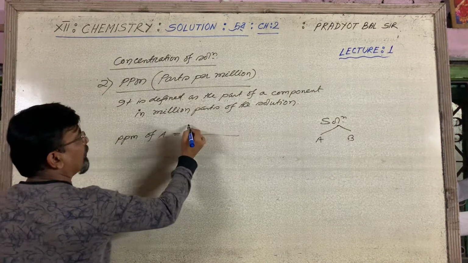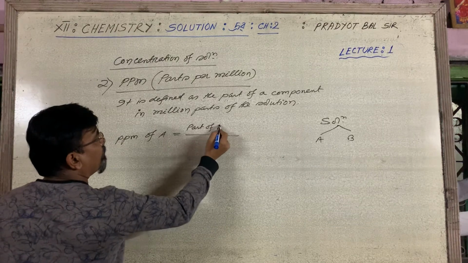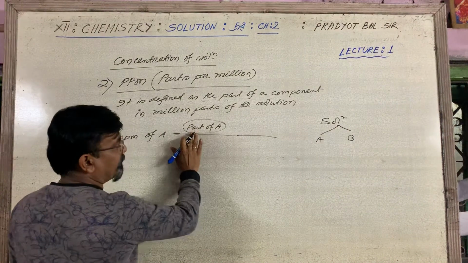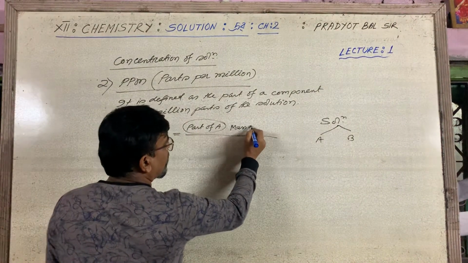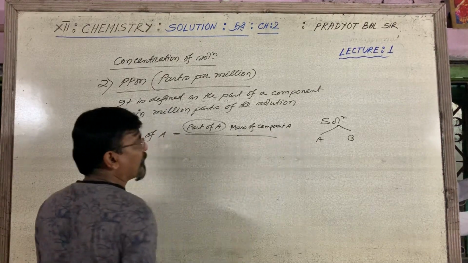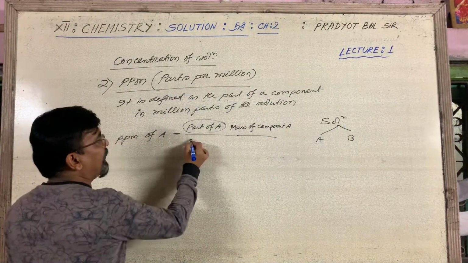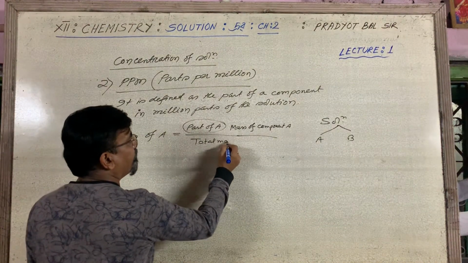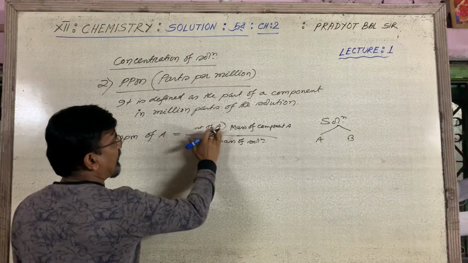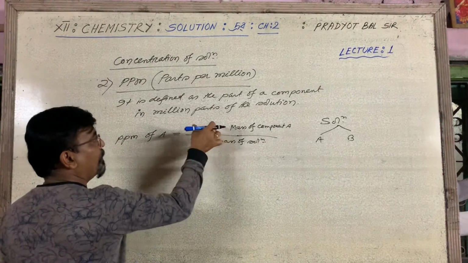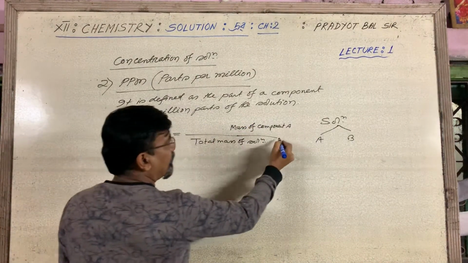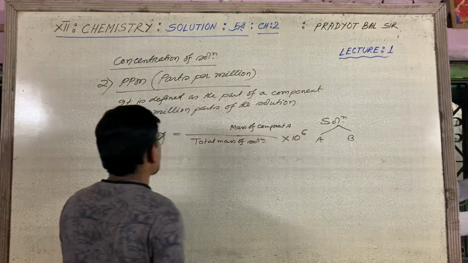Then here it will come part of A. Part of A means what? You no need to write part of A. Here I have just written part of A for understanding. You will write mass of component A divided by total mass of solution. Just I am making you understand that it will be part of component A. That means mass of component A by total mass of solution into 10 to the power 6.